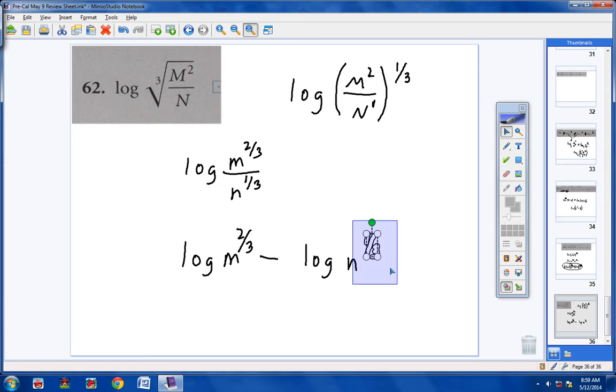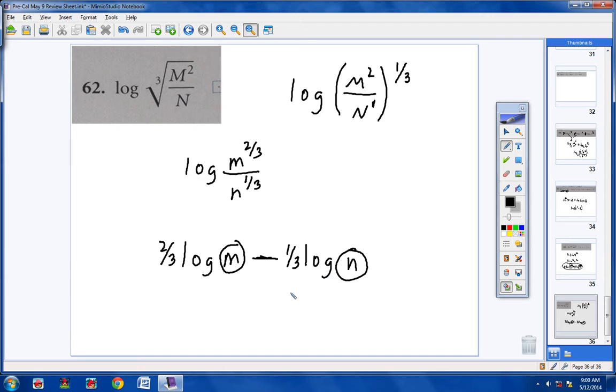I'm going to take this 1/3 and put it right here to the left. Caleb, hopefully you're getting all of this. I'm going to take this 2/3 and put it right here. Now, the only thing is, check your arguments. The argument over here is just m. Is there anything multiplying or dividing? No, not at all. Over here, your argument is an n. There's nothing multiplying or dividing, so you're finished, okay?